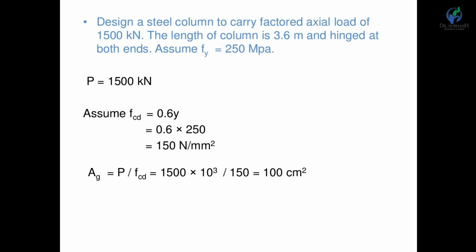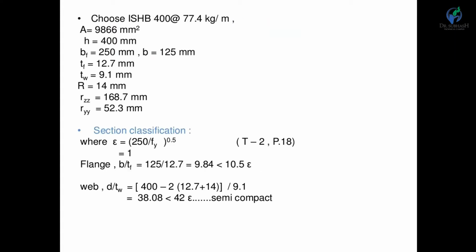After finding FCD, we require the area of gross. So again, the same equation you use in the design of strut, P upon FCD. P is given in our data, FCD we found out. So we require area of gross 100 centimeter square. It means if you resist 1500 kilonewton compressive force as a column, you require minimum 100 centimeter square area of gross.